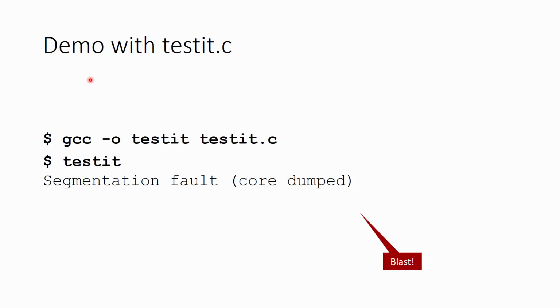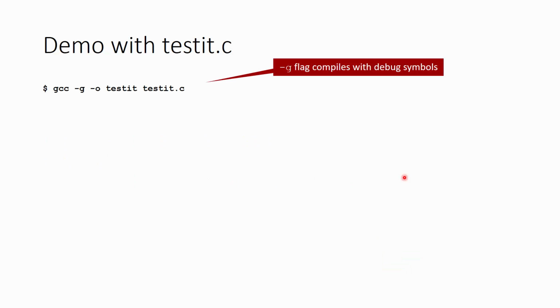I think it'll be very instructional that way. So let's take a look at the compilation step. Nothing particularly strange. We're going to call our program testit, and it comes from testit.c. And when I run it, it immediately just gives me a seg fault. Well, that's a bummer. Let's see if we can figure out why.